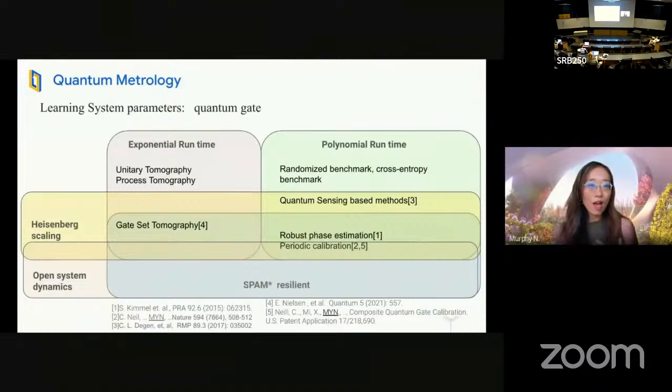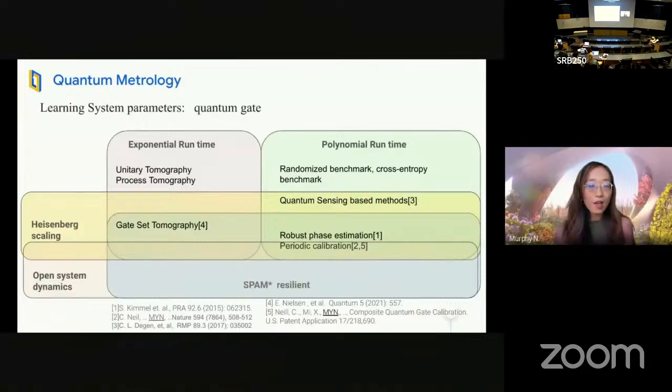We can also categorize the existing methods according to the efficiency, which is the runtime, and the accuracy, which is the scaling of the accuracy versus depth, as well as the applicability, for example, whether we can learn open system dynamics or not, and whether we are robust against state preparation and measurement error or not. I won't go over every detail in this table, and it's not a complete table, of course.